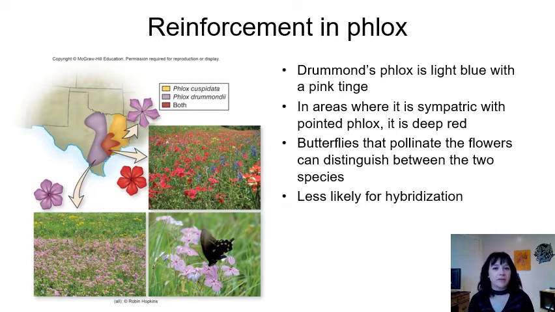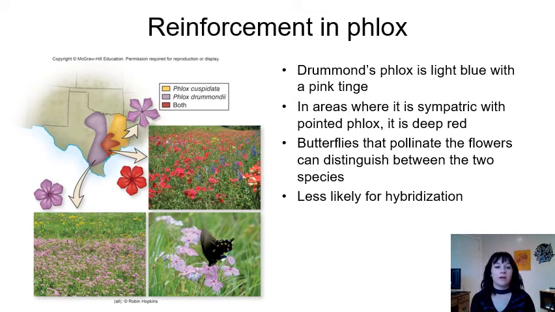Let's look at an example of that. This is kind of a difficult concept, and I encourage you to take some time to read in your book about this idea of incomplete isolation and reinforcement. Here we have two species of phlox. These flowers normally are this light bluish purple color, and they can be found in Texas, one species in central Texas and the other in eastern Texas.